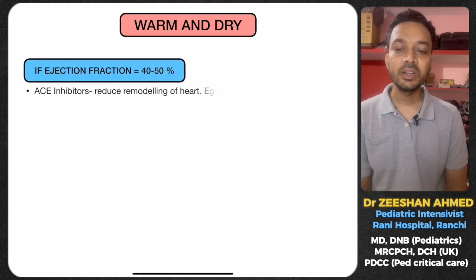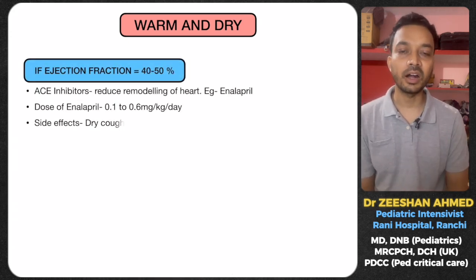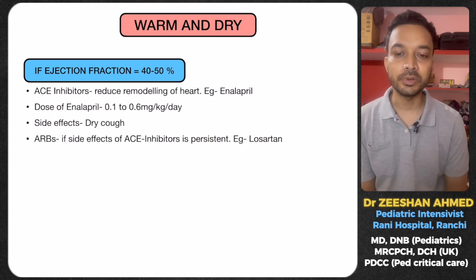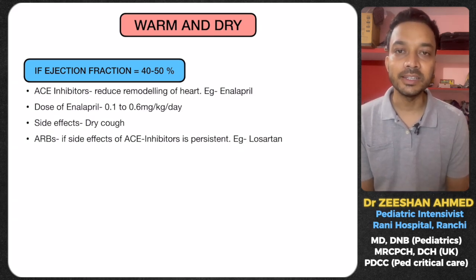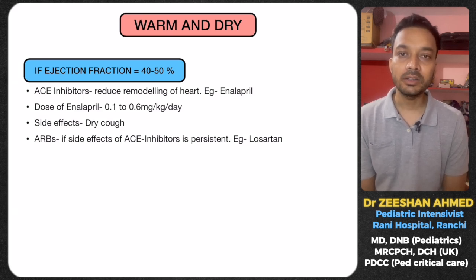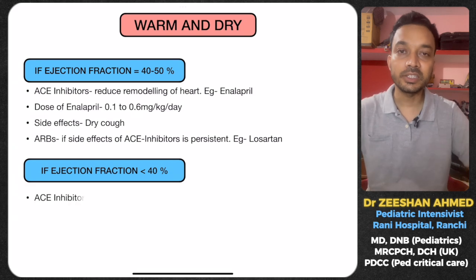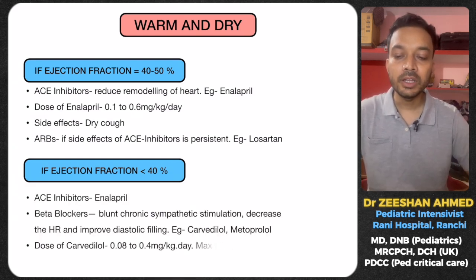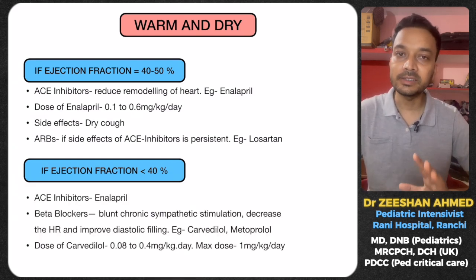Warm and dry, if the ejection fraction on echocardiography is greater than 40%, then we start with ACE inhibitors, which reduce the cardiac remodeling, and the most commonly used drug is enalapril. And the side effect is dry cough. If there is a lot of dry cough, then we can replace enalapril with any angiotensin receptor blocker like losartan. And if the ejection fraction is less than 40%, we should add ACE inhibitors like enalapril.